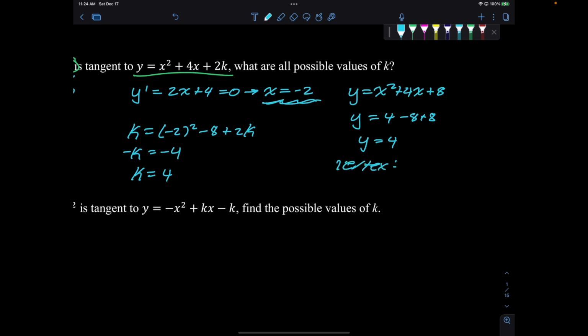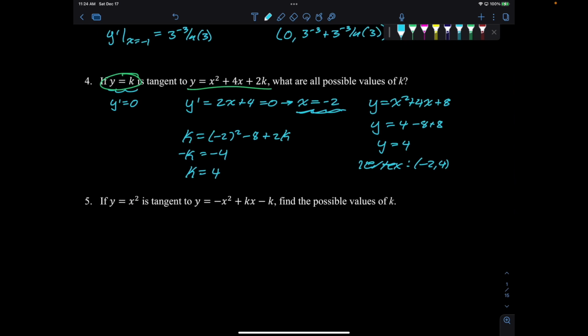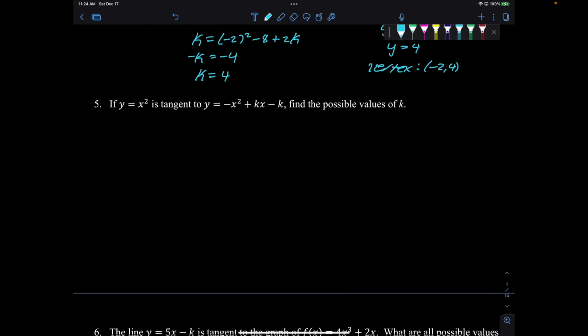I'm checking, right? So is negative 2, 4, and we know there's a horizontal tangent line at the vertex of a quadratic. So I wouldn't have bothered to check this, I don't think. That's a pretty interesting, good question. Let's look at the next one.